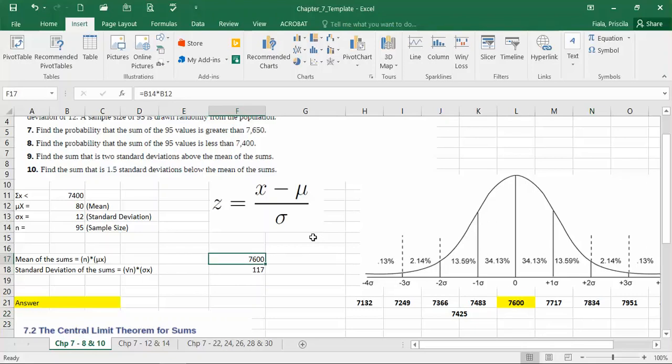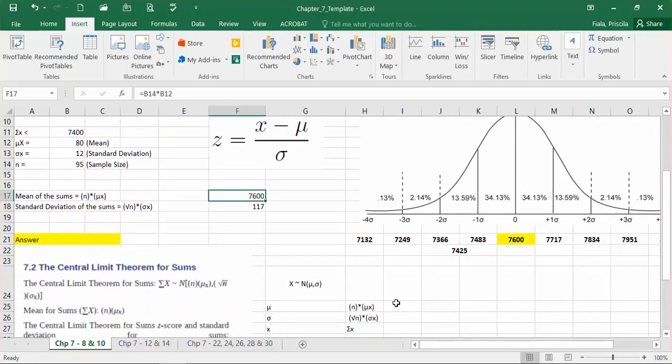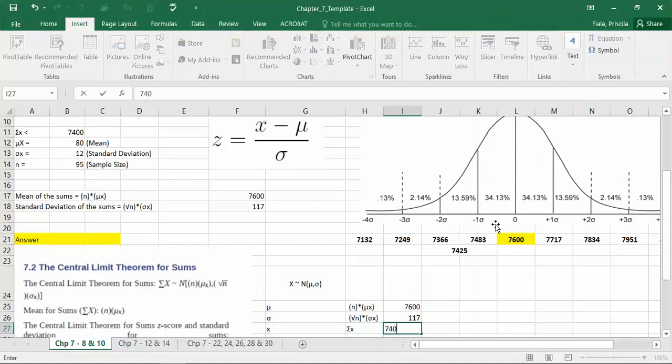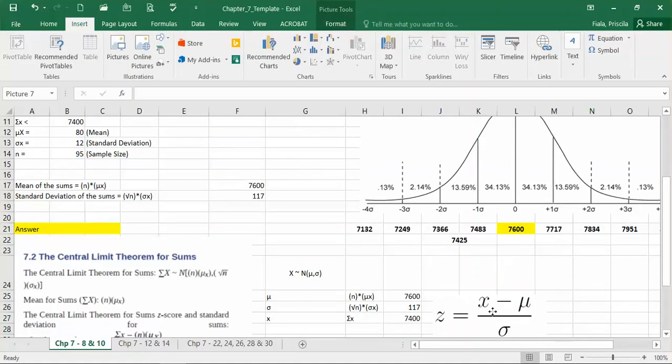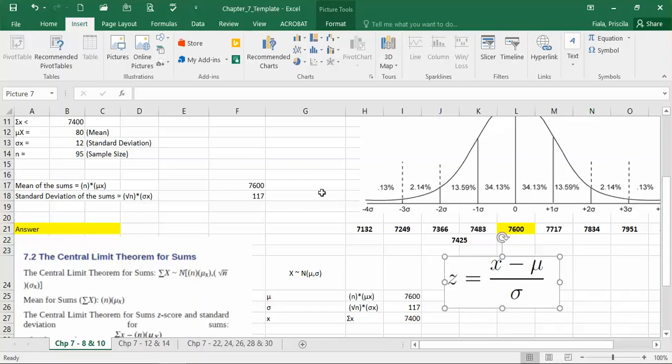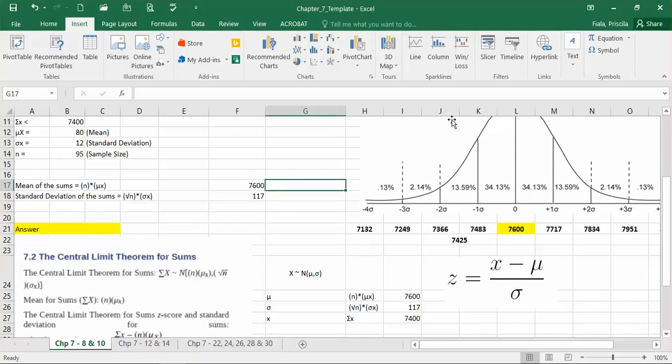Okay, then now we found the mean of the sums, which is going to represent the mean of my whole population. We found the standard deviation of the sums, which represents the standard deviation of the whole population. And now we have our value of x, which is the sum of all values. These are all values that you're going to be putting in your z-score calculation that we have done several times in chapter 6. So I can just put it here.